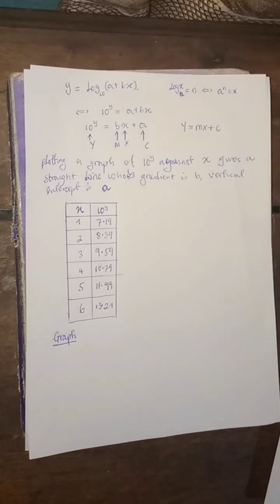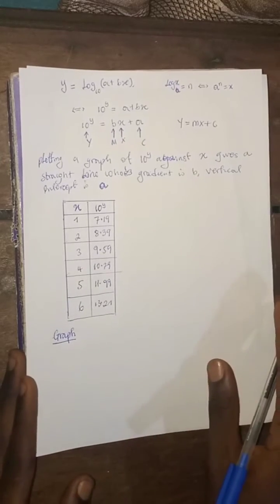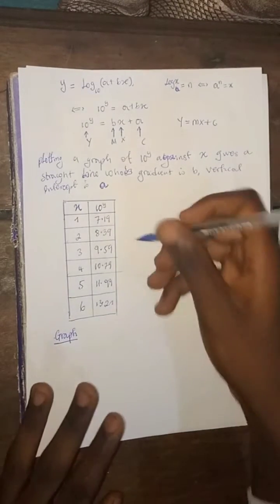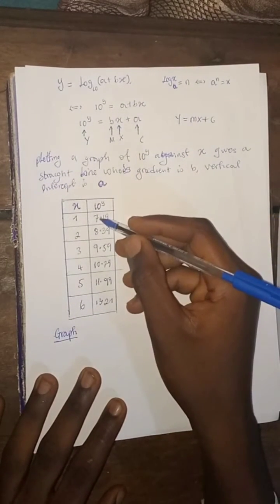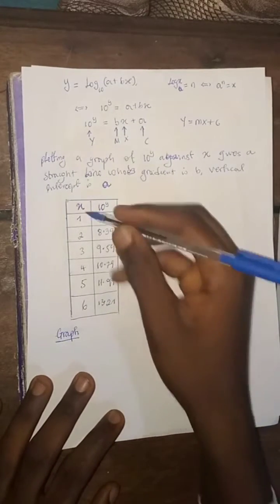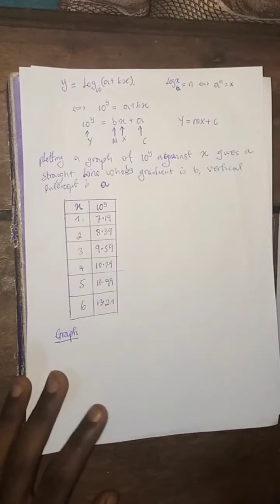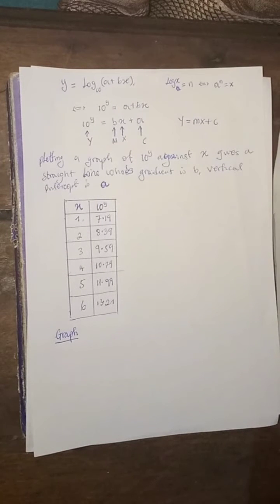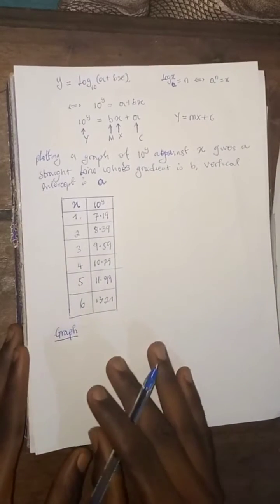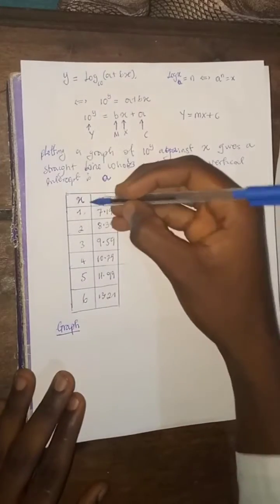Okay, the next thing now is to choose a scale. Once you have inserted your axis as indicated, the next thing is to choose a scale that will cover all this data from 7.19 to 13.21 and from 1 to 6. Remember, the scale chosen on the x-axis must not be the same as the scale chosen on the vertical axis. That's why I'm going to choose a scale for this one.